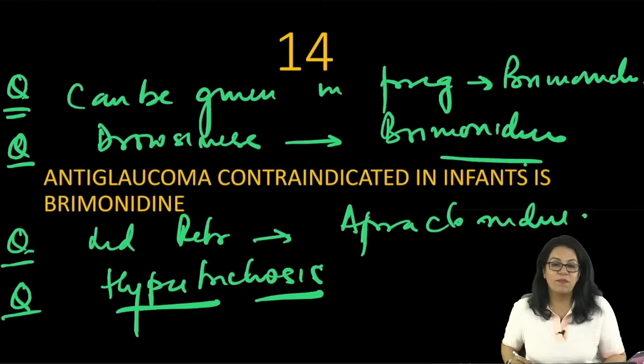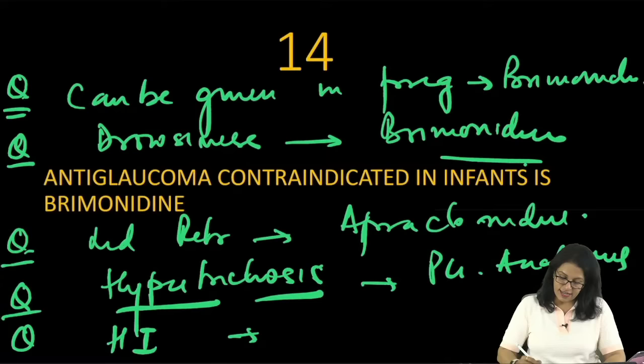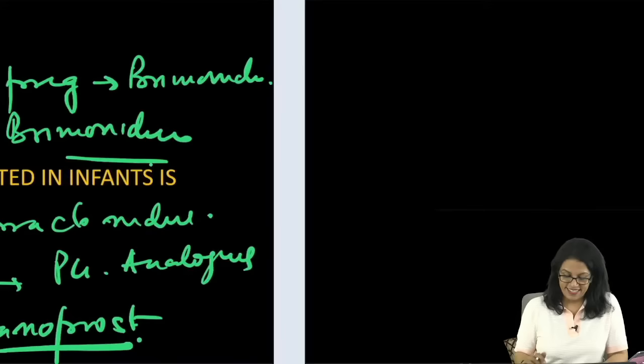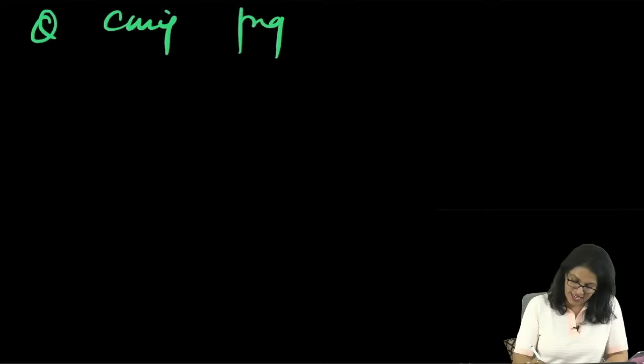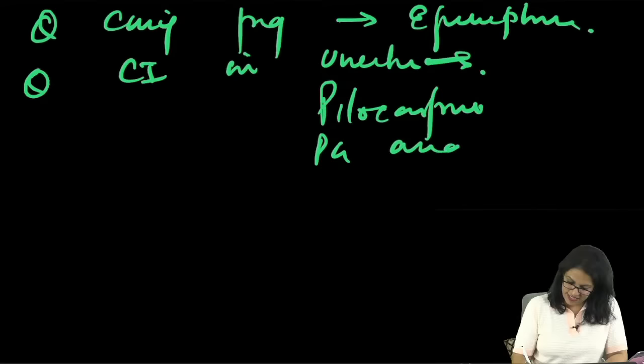Which anti-glaucoma can cause heterochromia iridis? Now what will you answer? Heterochromia iridis. Latanoprost, it causes iris pigmentation. And what about conjunctival pigmentation? Epinephrine. Conjunctival pigmentation by epinephrine. Remember this. Okay? Which anti-glaucoma are contraindicated in uveitis? All of you, contraindicated in uveitis, you will answer pilocarpine and prostaglandin analogs.